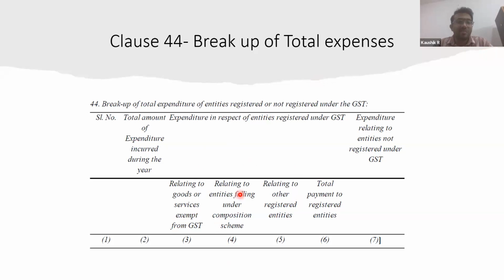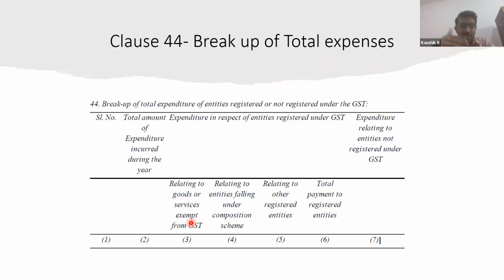But is it an easy task? What are they asking here? Total amount of expenditure incurred during the year. This is easy, it is available with us. We'll give it. Expenditure in respect of entities registered under the GST. Columns 3 to 6 are all the entities registered under the GST, and column 7 is where they are not registered under the GST. So whatever expense I have, I have to bifurcate into bucket 1 and bucket 2. Bucket 1 is 3 to 6, bucket 2 is 7. Under the first bucket, again I have sub buckets. I have to classify between 3, 4 and 5 relating to goods or services exempt from GST. There could be certain transactions which are exempt from GST.